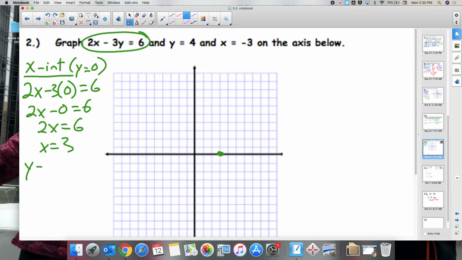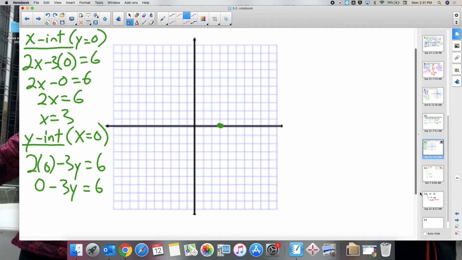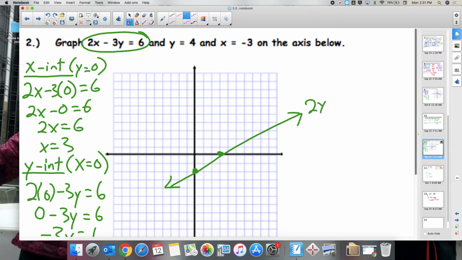To find the y-intercept, that is where x is 0. So we have 2 times 0 minus 3y equals 6. 2 times 0 is 0. Minus 3y equals 6. So I got negative 3y equals 6. So y equals negative 2. So there's my y-intercept. When you plot your 2 points and connect them, there is the line 2x minus 3y equals 6.